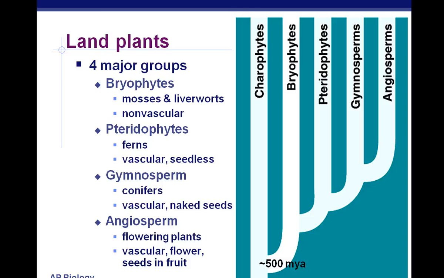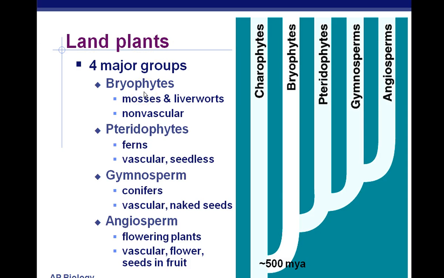Alright, so here we have the four major groups, the bryophytes. You have to know these examples and some of the characteristics that we're going to talk about now. Bryophytes are the simplest plants. They include mosses and liverworts. If you can imagine a frog sitting on a lily pad, that lily pad would be a type of bryophyte.